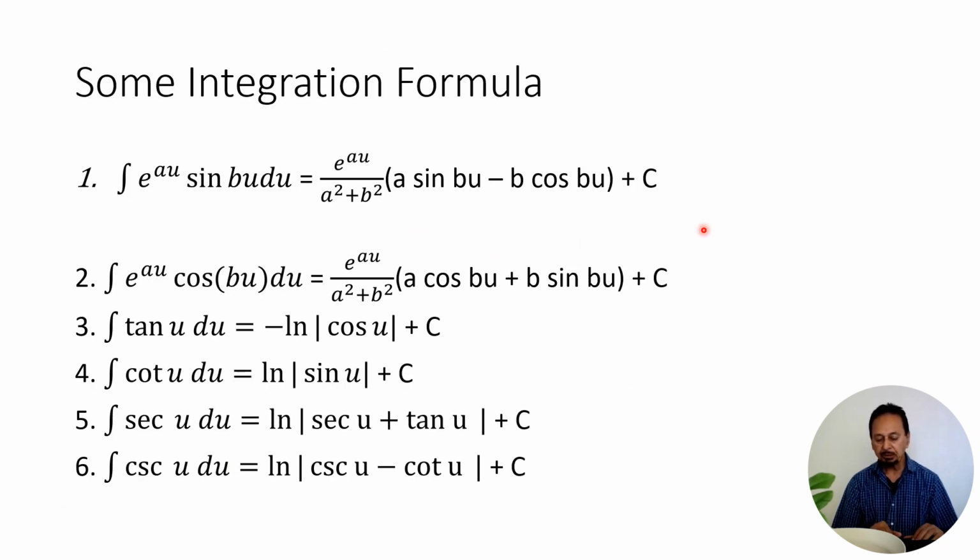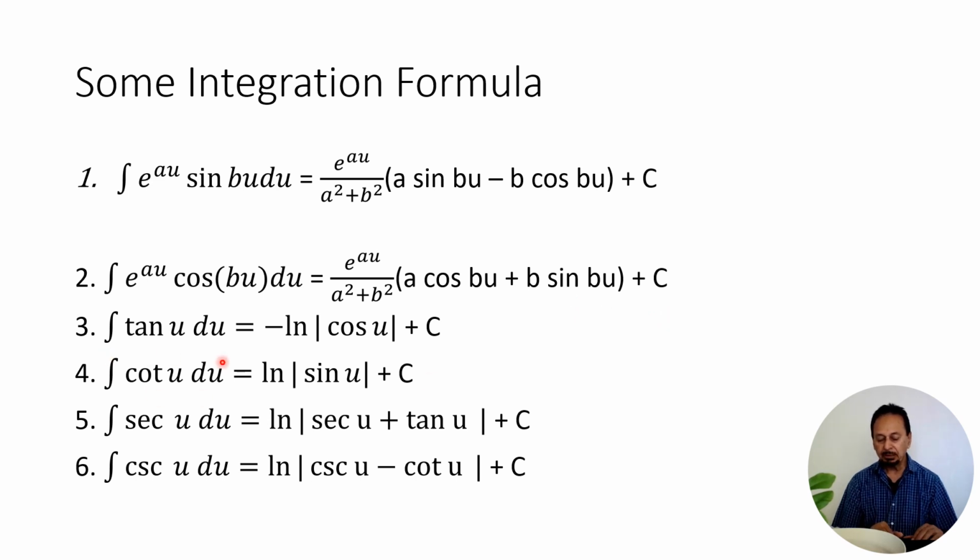So here are some integration formulas that might be useful. You have the integral of e to the au sine bu du, so you don't need to do substitution. You can just use this formula. It will be e to the au over a squared plus b squared, parentheses a sine bu minus b cosine bu, plus c. Similarly, the integral of e to the au cosine bu would be e to the au over a squared plus b squared, parentheses a cosine bu plus b sine bu, plus c.